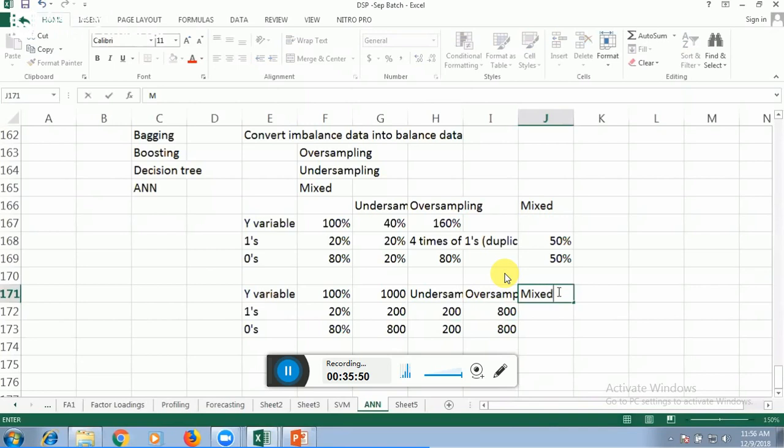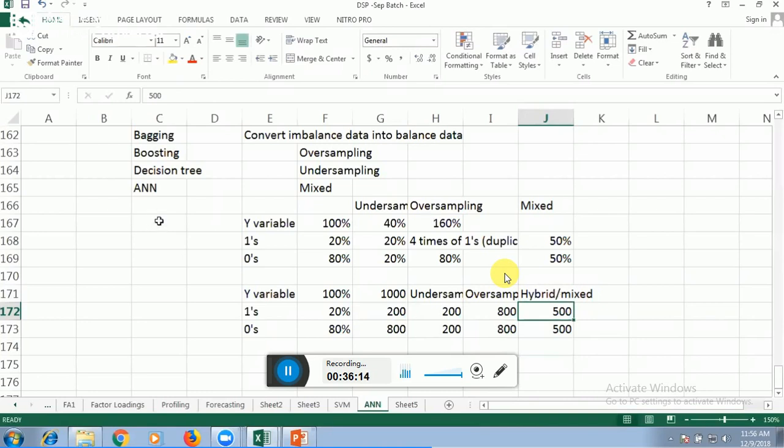And the mixed is nothing but what? Bring it to 500 and bring it to 500. So how will you bring it to 500? Take a sample of this one and take duplicates of 2.5 times. This is the hybrid or a mixed sample. Are you clear now?